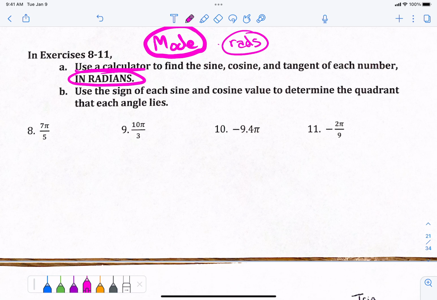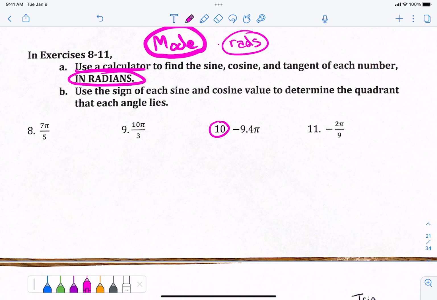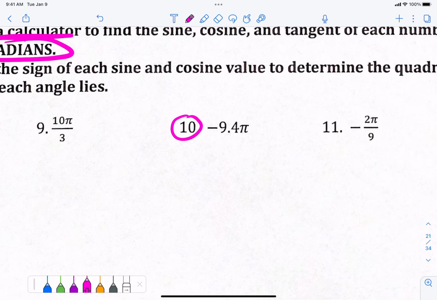That's your first step. We're going to do number 10 together. Go to mode and switch to radians. Immediately after we do these problems, you're going to switch it back to degrees, because otherwise you're going to forget it's not in degrees. Most of the time you need to be in degrees. For right now you need to be in radians because these units are in radians. Pies are radians. We're going to do number 10. It doesn't matter that it's a negative.